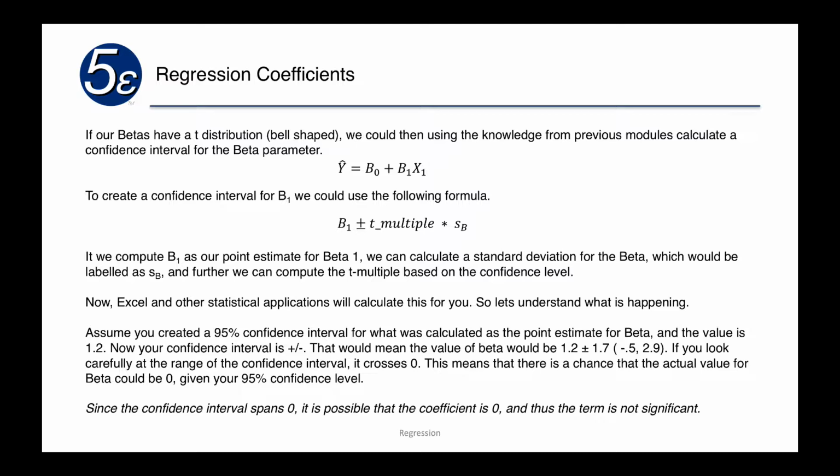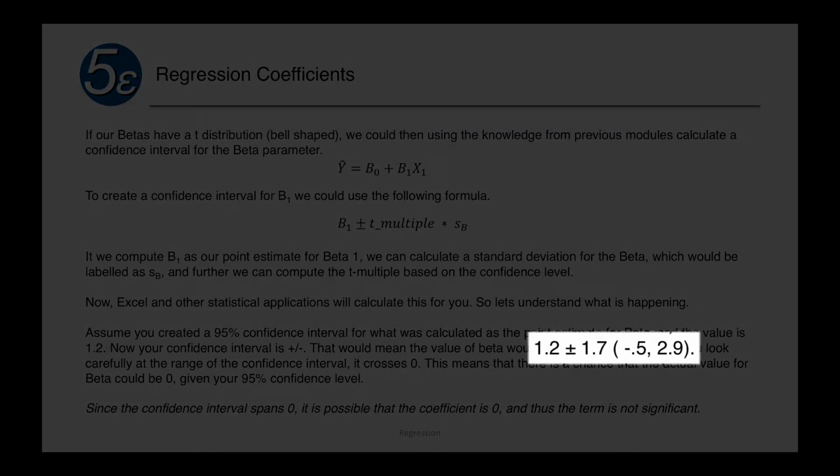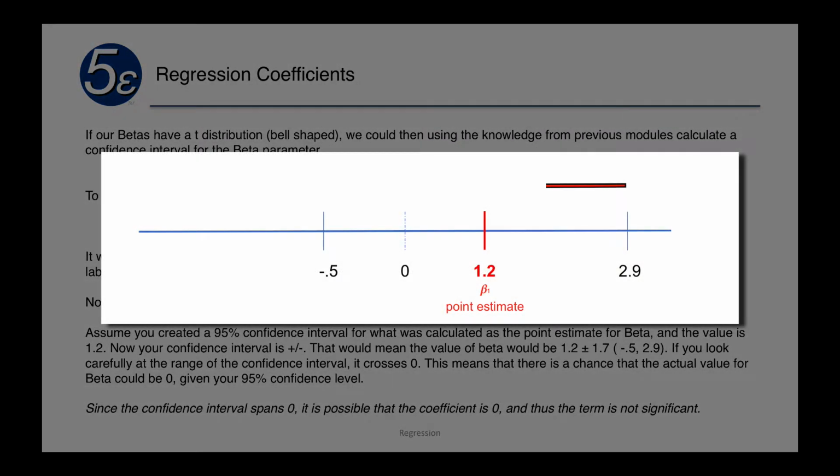Let's assume we want a 95% confidence interval for what was calculated as the point estimate for beta, and the value is 1.2. Now remember, your confidence interval is both on the positive side and negative side of 1.2. That would mean that the value of beta could look like 1.2 plus or minus 1.7, giving us a confidence interval of negative 0.5 to 2.9. Now if we look at the range of the confidence interval, it crosses 0 because it goes from 2.9 all the way through 0 down to negative 0.5. This means there's a chance that the actual value for beta could be 0 given our 95% confidence interval.